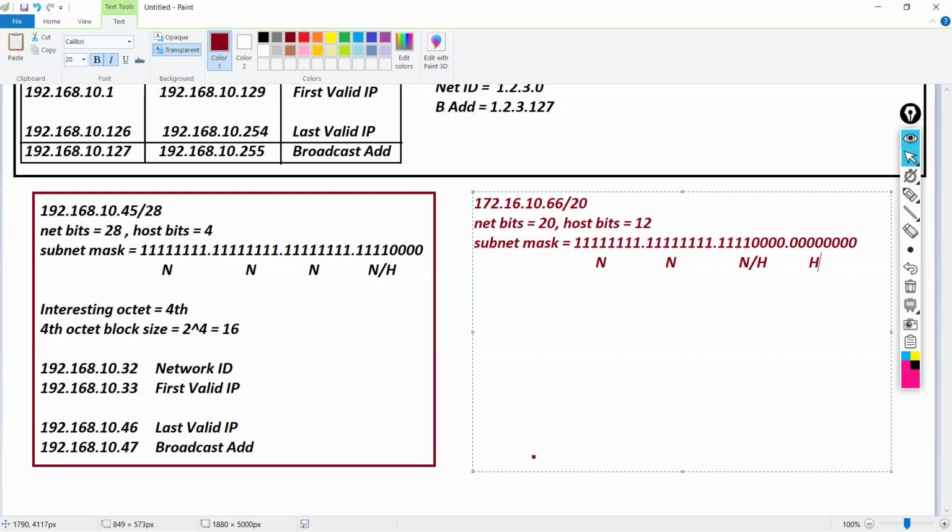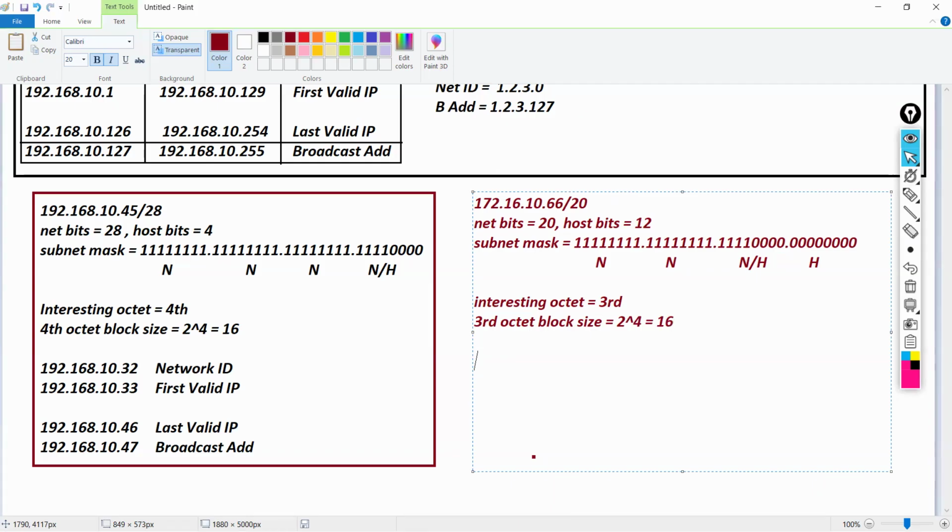We just care about one octet, which is our interesting octet. So here, which octet will be interesting? Third one. Correct? Now again, same approach. Third octet block size. So what will it be? 2 power 6? Oh, in the third octet, how many host bits? 4 only, right? Sorry. So this will be block size 16.